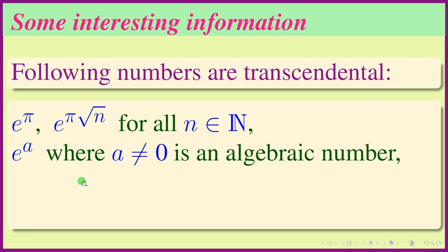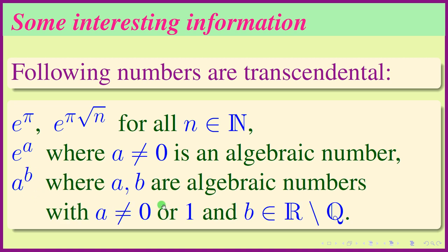a to the power b, where a and b are algebraic numbers, a is different from 0 and 1, and b is an irrational number, is also transcendental. So in particular, 2 to the power root 2 is transcendental. There are other transcendental numbers also, but I thought these are at least simple ones. One can easily understand the meaning of these numbers. Others I am not listing here.